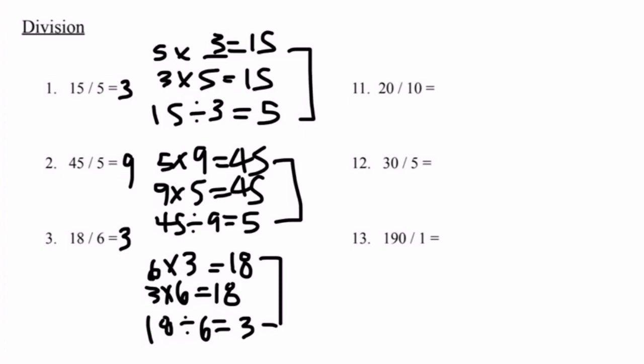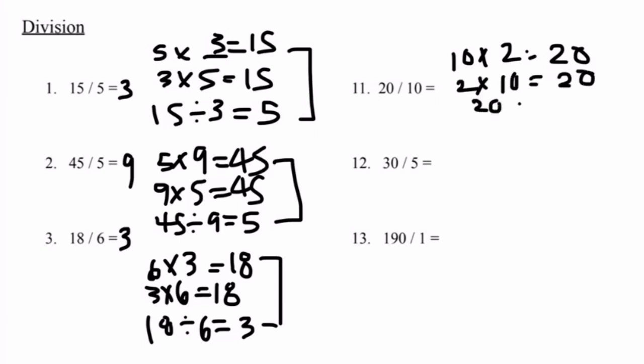Number 11, 20 divided by 10. We know that 10 times 2 equals 20, and 2 times 10 equals 20, and 20 divided by 2 equals 10. Therefore, this only means that 20 divided by 10 equals 2.